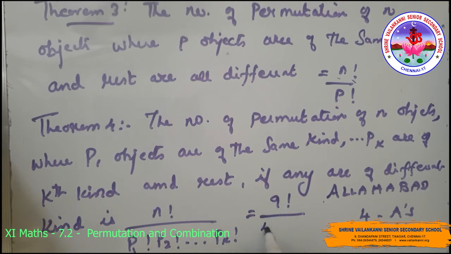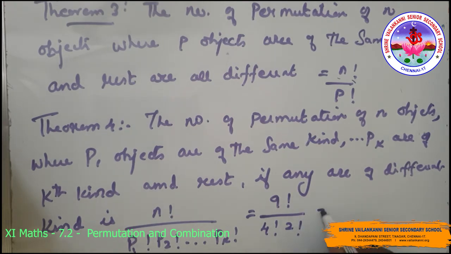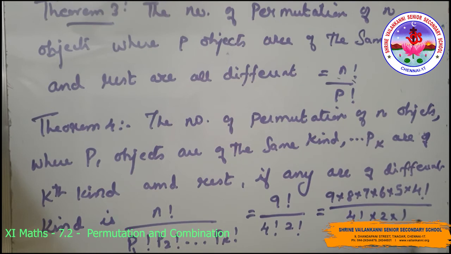So 9 factorial by 4 factorial into 2 factorial, which is equal to 9 into 8 into 7 into 6 into 5 into 4 factorial whole by 4 factorial into 2 into 1. So cancelling this, we get 7560. So required number of arrangements is equal to 7560.